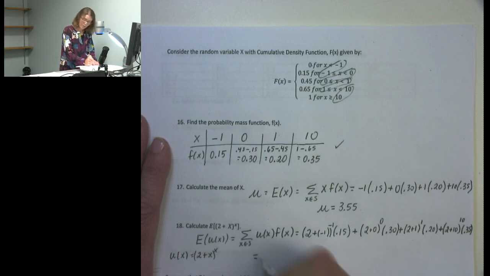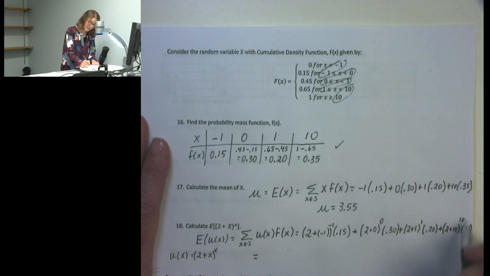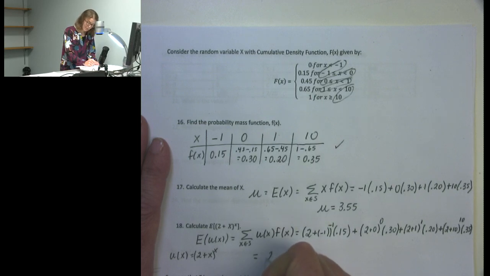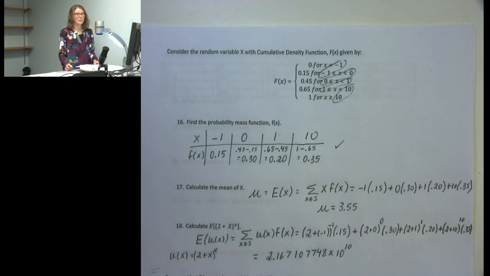And if I go through and calculate all this, because I'm taking this 12 and raising it to the 10th power, I'm getting a really large number for the expected value. It comes out to about 2.167107748 times 10 to the 10th power. So a very large number.